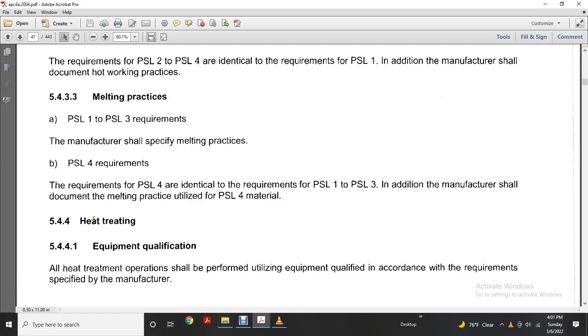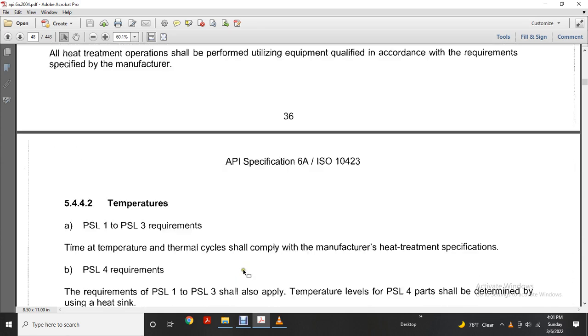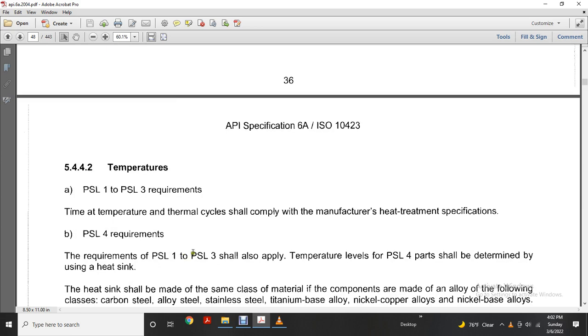Heat treating. Equipment qualification. All heat treating operations shall be performed utilizing equipment qualified in accordance with the requirements specified by the manufacturer. Temperature for products over level 2 requirement: the time and the temperature for the thermal cycle should comply with the manufacturer's heat treatment specification. Products over level 4 requirement: the requirements of products over level 1 to 3 should also apply.